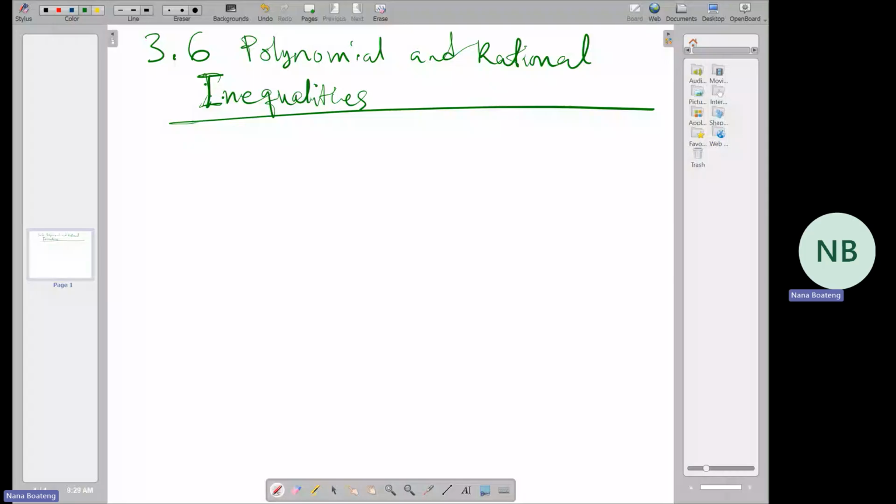Okay, thank you everyone, and welcome to College Algebra. Today we will be discussing section 3.6, which talks about polynomial and rational inequalities. So we would begin with the definition of a polynomial.